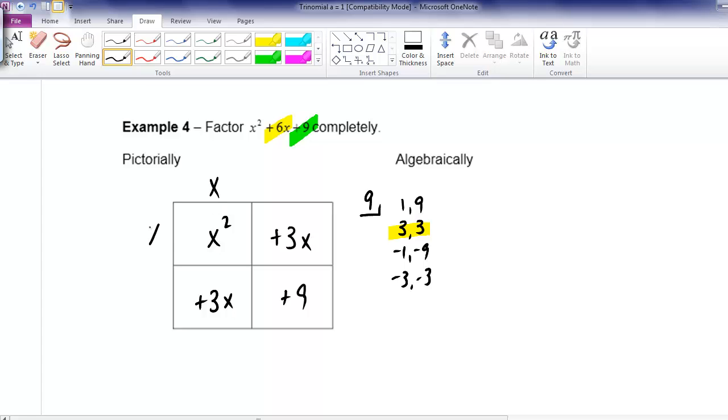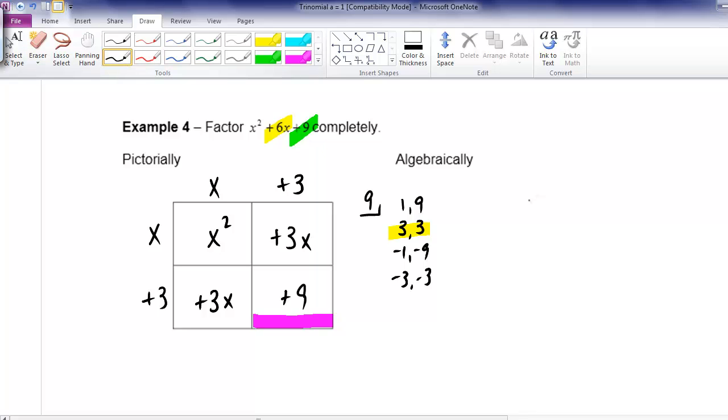Go ahead with our construction. This has to be a 3. x times what is 3x? That has to be a 3. And then we do our double check to make sure it's right. And 3 times 3 is 9. I'm confident I have the answer. So the factored form of x squared plus 6x plus 9 is x plus 3 times x plus 3, or x plus 3 in brackets squared.